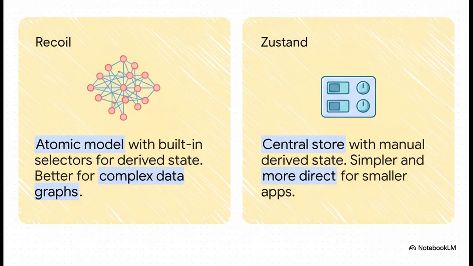But what about a more modern competitor, something like Zustand? Zustand is fantastic for its simplicity. It really is. It's like a lightweight little control panel for your state. Recoil, on the other hand, is really built for complexity. Its atomic model and built-in selectors are specifically designed for orchestrating those really intricate relationships between different pieces of data.